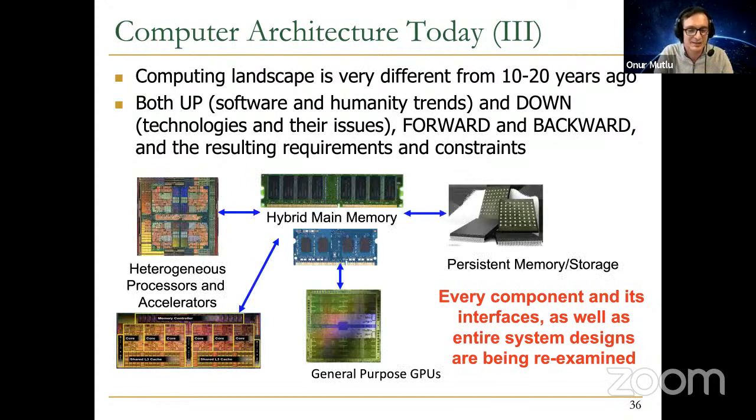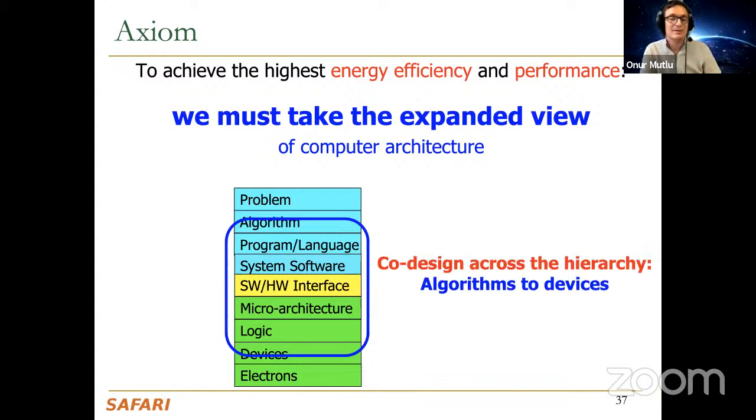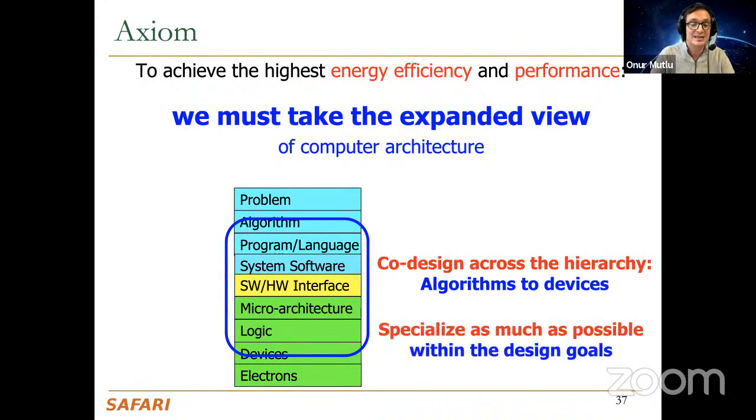I'm going to go through the slide relatively quickly because we're going to revisit a version of this slide later on as well. But we have immense heterogeneity in systems today. And that heterogeneity enables a lot of opportunity, but also a lot of complexity in the system. So I've already given you this axiom, and let me give you some examples of this axiom. Basically, if you want to achieve the highest energy efficiency and performance, we must have an expanded view spanning algorithms to device and co-design and specialize. Let me give you a historical perspective of it. I think historical perspective looks at things top down and bottom up. And I'm going to merge both of those in the next 3 minutes or so.